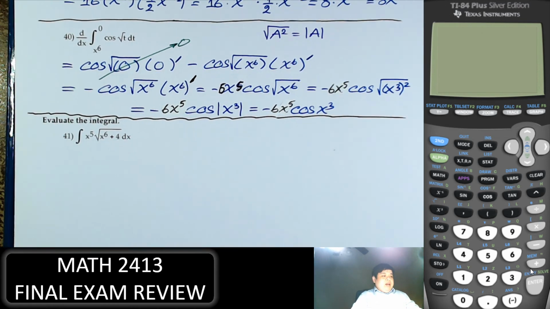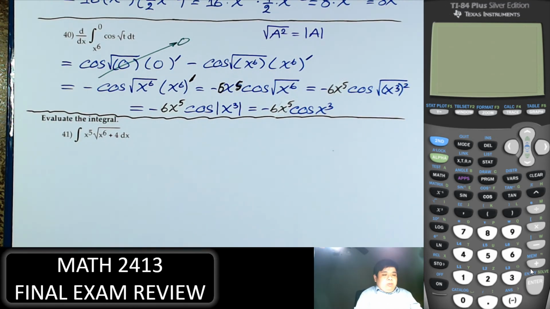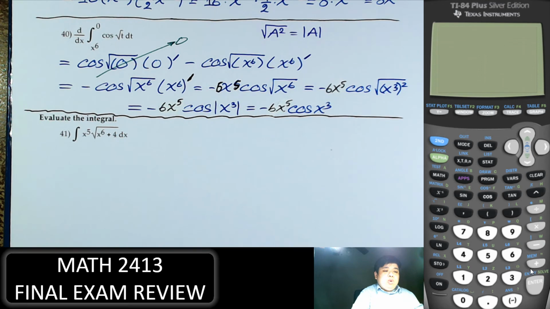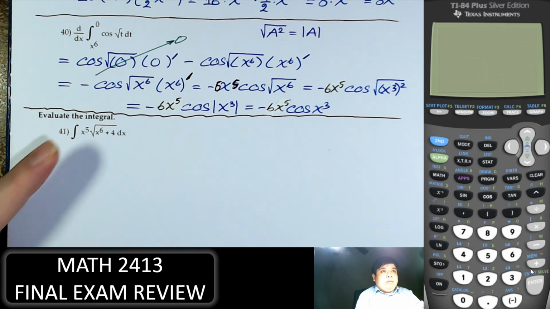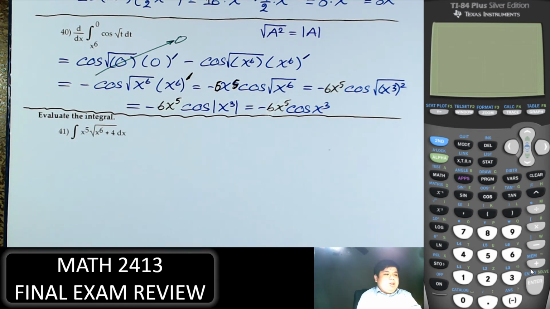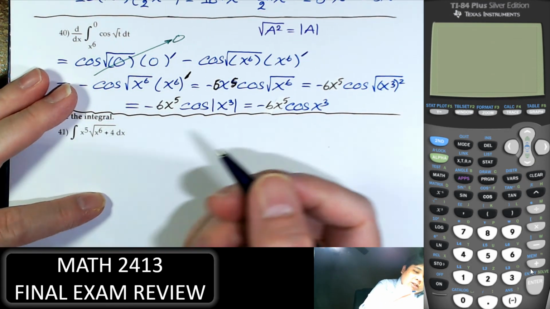Right, next we'll get back to indefinite integral. On this problem, we have to use substitution because there's no product rule, no quotient rule, so I have to use substitution. So what I do is substitute. So let u be x to the 6 plus 4.